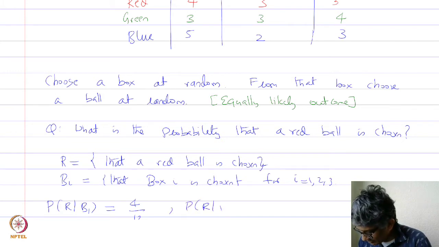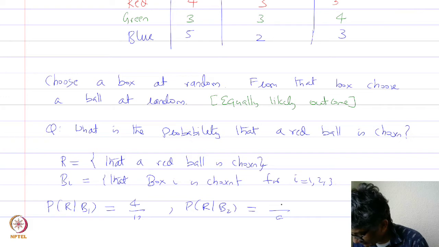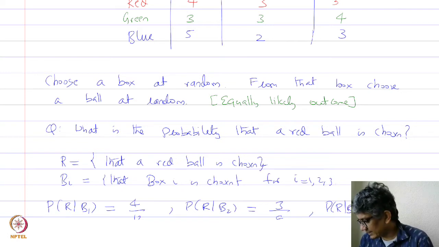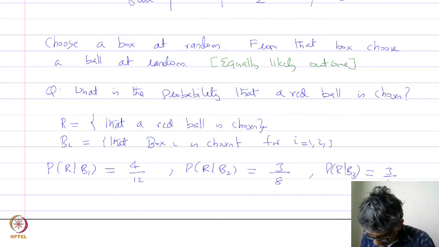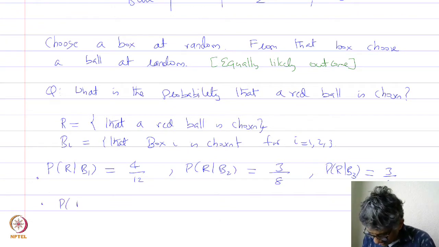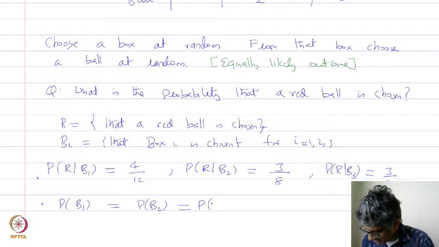Probability of red given B2: if I go to box 2, I have 3 plus 3 plus 2, that's 8 at the bottom, and I have 3 favorable. And probability of red given B3 is again, I have 3 plus 4 plus 3, that's 10 at the bottom, and I have 3 as my favorable event. And I also know the chance of B1 is equal to the chance of B2 is equal to the chance of B3, which is 1/3.